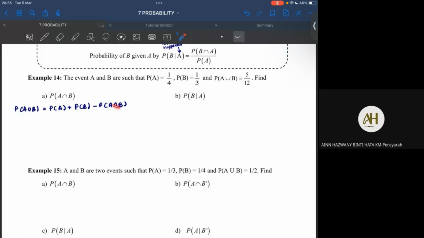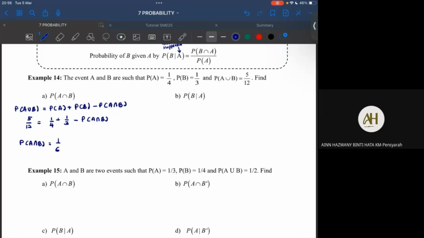So we want to find P(A intersect B). So this is 5 over 12. P(A) is 1 over 4. P(B) is 1 over 3. This is what we want to find. So susun, we have P(A intersect B) is equals to 1/6. Okay, 1 over 6.